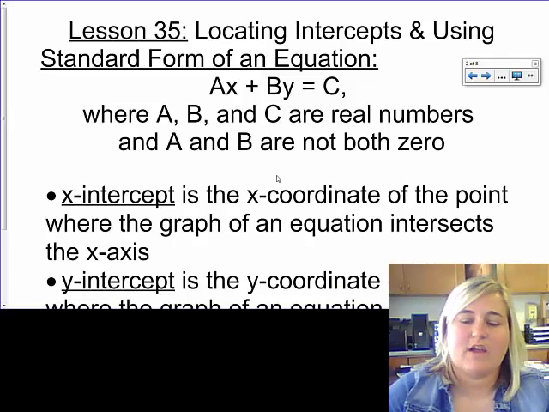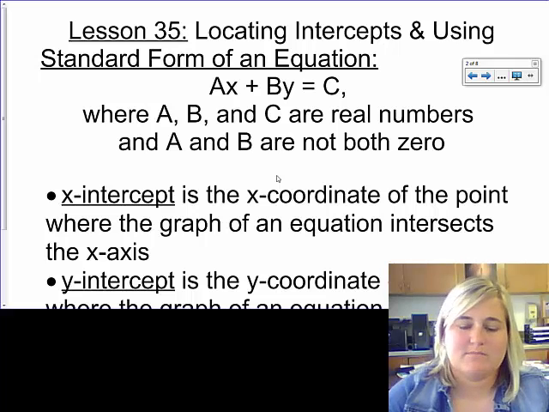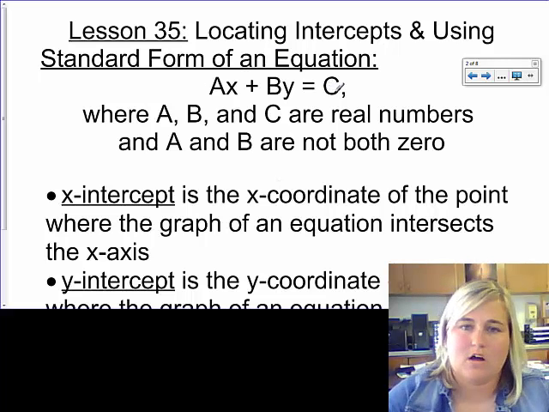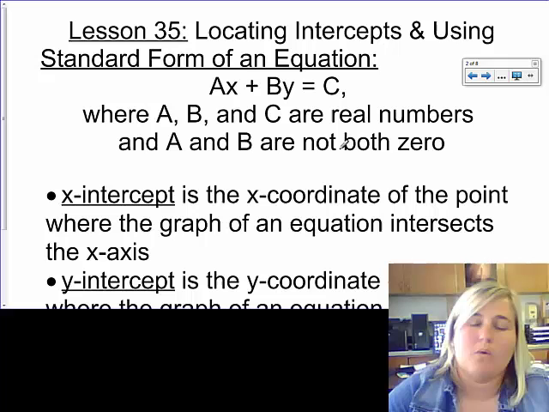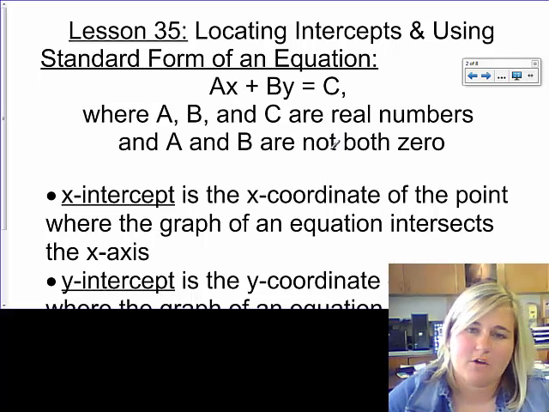Lesson 35, locating intercepts and using standard form of an equation. ax plus by equals c, which is what's given to you right here, is what we call standard form of an equation, where a, b, and c are real numbers and a and b are not both 0. One of them could be 0, but they cannot both be 0.